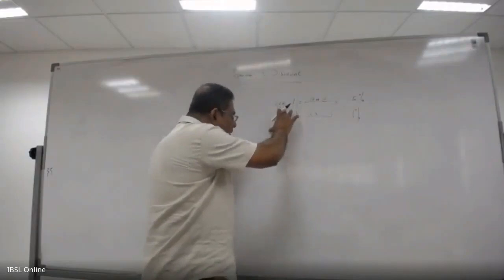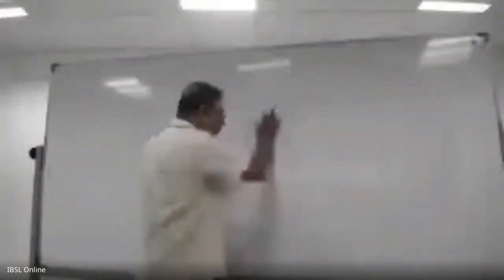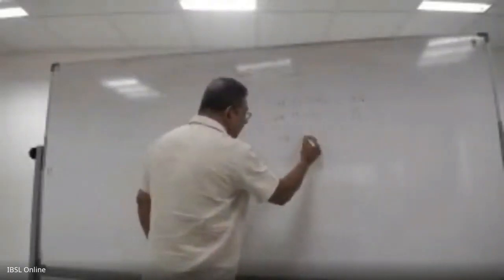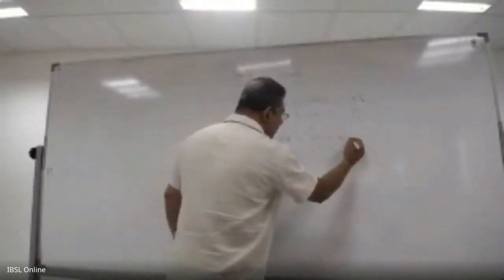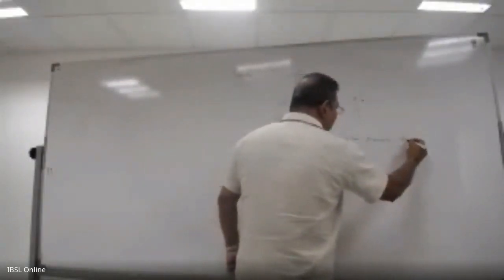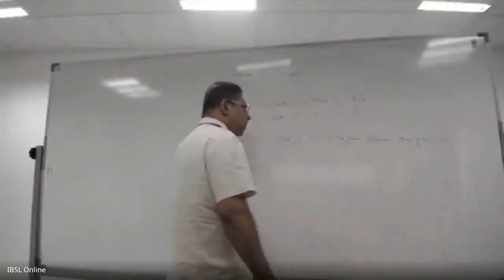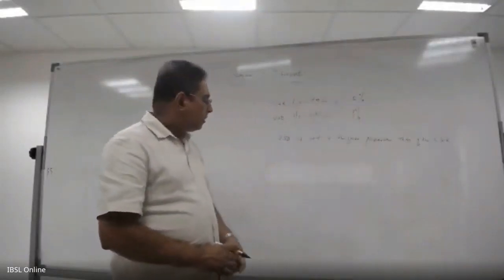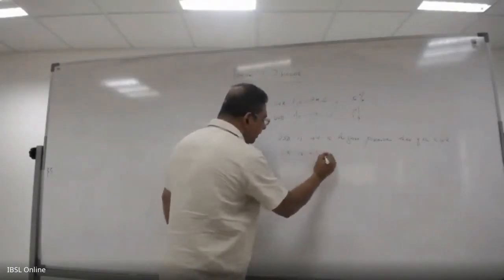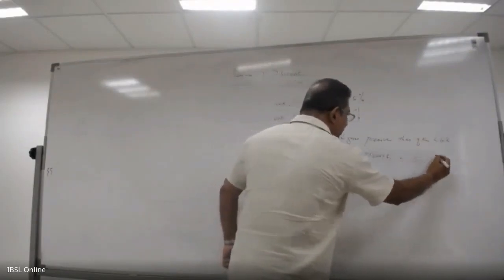In this example that I took, when you look at it, you say USD is at a higher premium than the LKR. This is the interest rate having the higher premium. Or else you can say LKR is at a higher discount than of the USD.